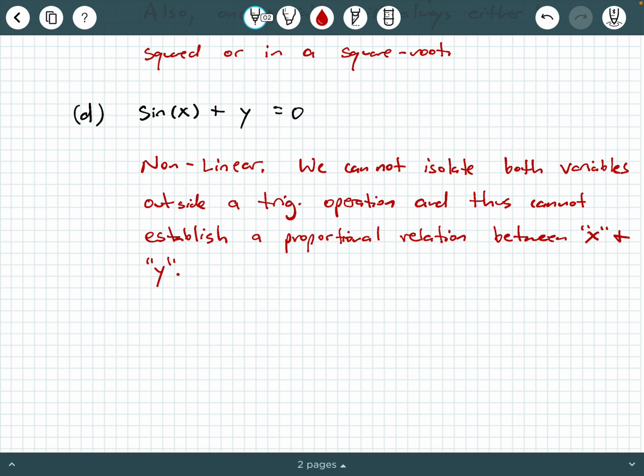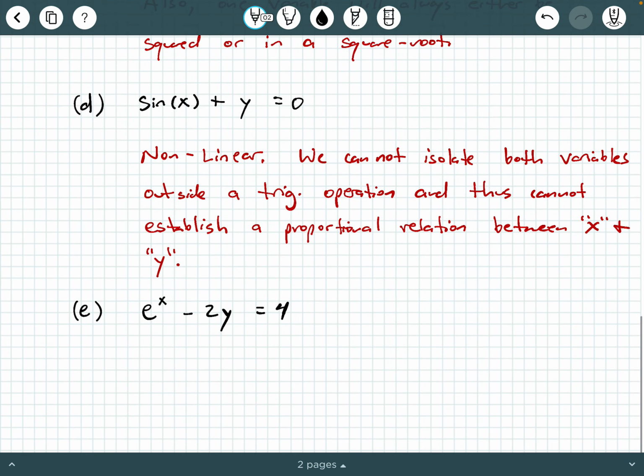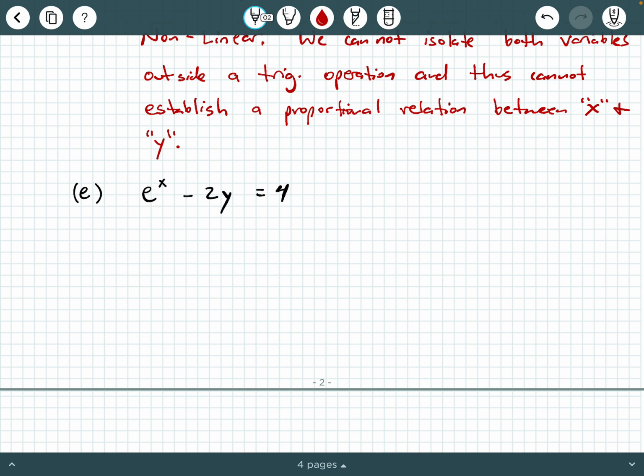And then let's look at equation E now. Equation E is e to the x minus 2y equals 4. Let me just scroll back up and double check that. Yep, minus 2y equals 4. So is this linear or non-linear? Well, this one is also non-linear. And again, similar way of thinking as equation D. If you look at this, our independent variable x is trapped in the exponent here, okay?